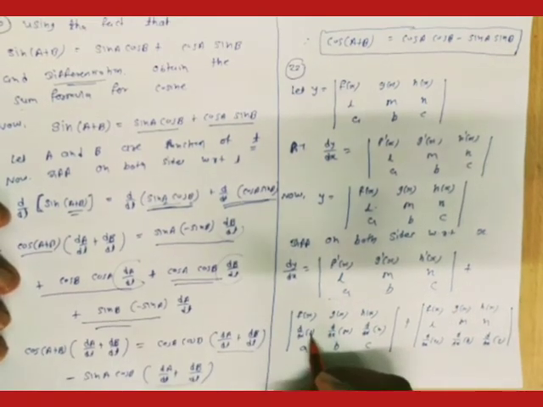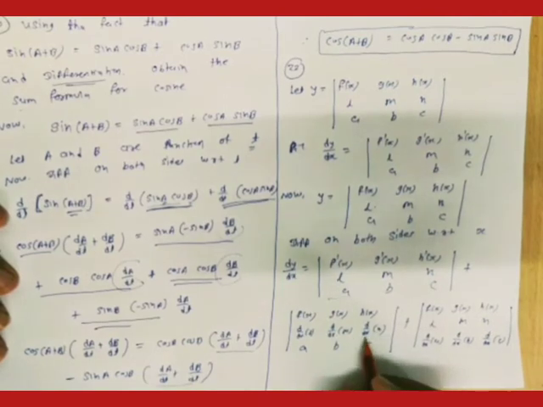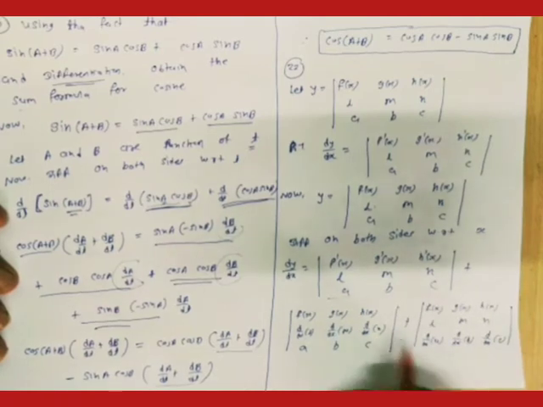Differentiation of this constant with respect to x, differentiation of this m with respect to x, and differentiation of n with respect to x will be 0. So this row will be 0. So the value of this entire determinant will be 0.